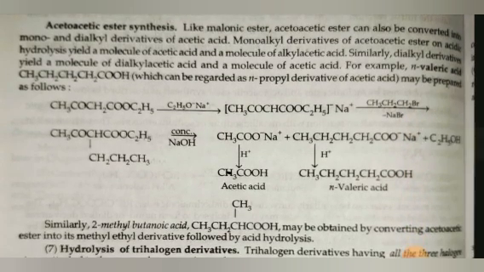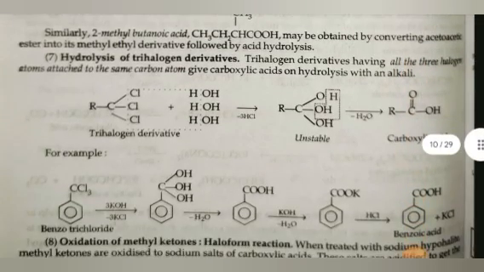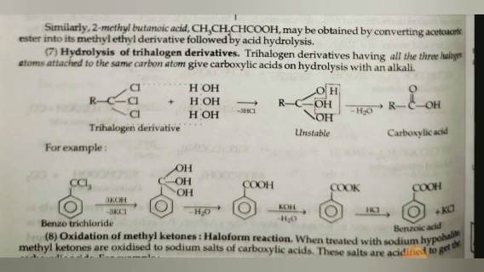Acetoacetic synthesis: like malonic ester, acetoacetic ester can also be converted into mono and dialkyl derivatives of acetic acid. Monoalkyl derivative of acetoacetic ester on acid hydrolysis yields a molecule of acetic acid and a molecule of alkyl acetic acid. Similarly, dialkyl derivative yields a molecule of dialkyl acetic acid and a molecule of acetic acid. For example, n-valeric acid, which can be regarded as n-propyl derivative of acetic acid, may be prepared as follows. Similarly, 2-methyl butanoic acid may be obtained by converting acetoacetic ester into its methyl-ethyl derivative followed by acid hydrolysis.